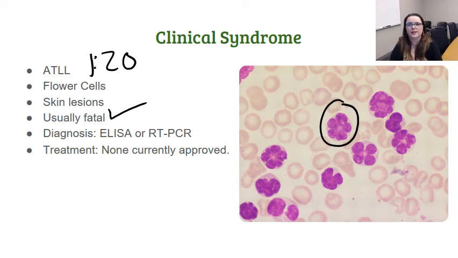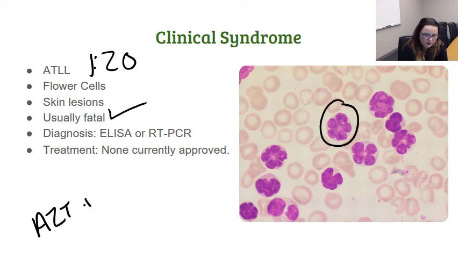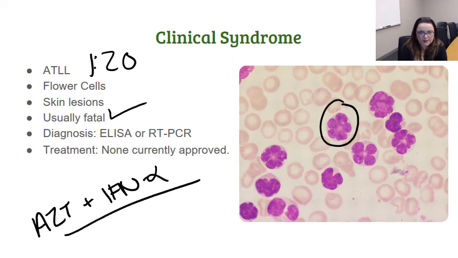So how do we diagnose it? Now, if you contract HTLV1 and you don't have cancer yet, theoretically we could find it using ELISAs for either antiviral antibodies or virus-specific antigens in the blood, and RT-PCR because it's a retrovirus for viral RNA. Here's the rub though. There's currently no approved treatment. Some people have used AZT, a drug that we use for HIV, with interferon alpha, and that may have some success, but there's no approved therapy.